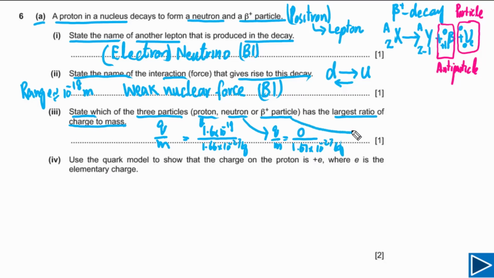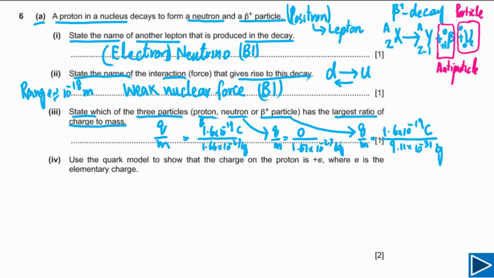We can also do the same for beta plus particle. The charge on a beta plus particle is the same as the charge on a single electron, or we can say the same as the charge on a single proton. So this is 1.6 times 10 to the negative 19 coulombs. And the mass of a beta plus particle is the same as the mass of a single electron, which is 9.11 times 10 to the negative 31 kg.